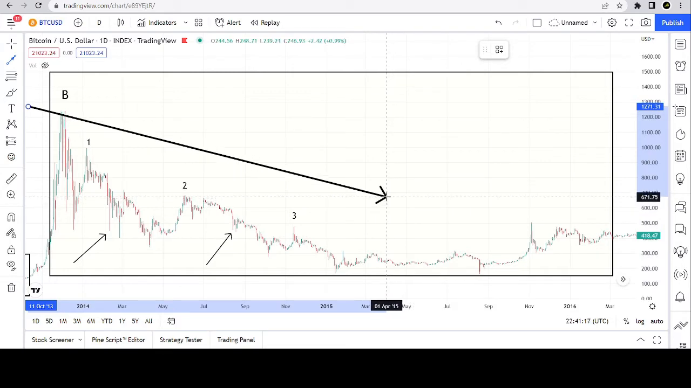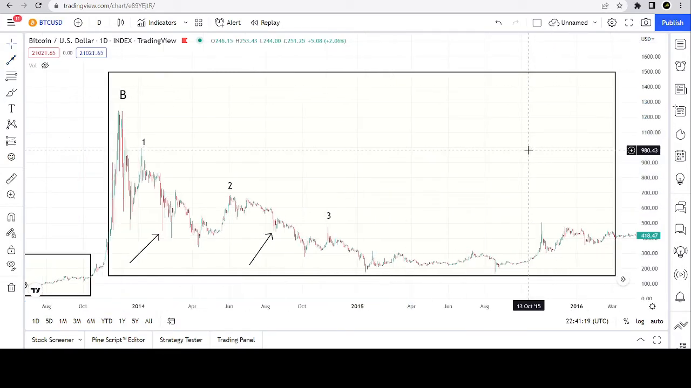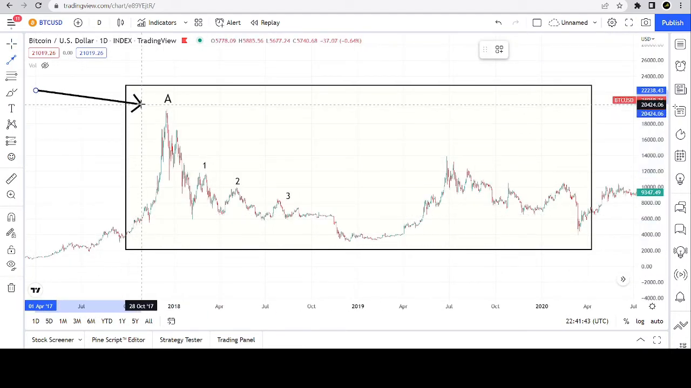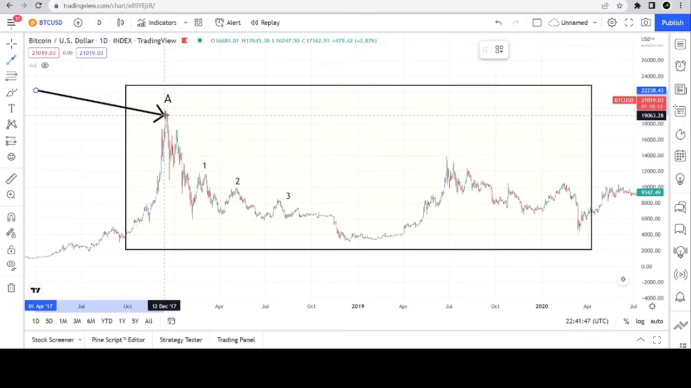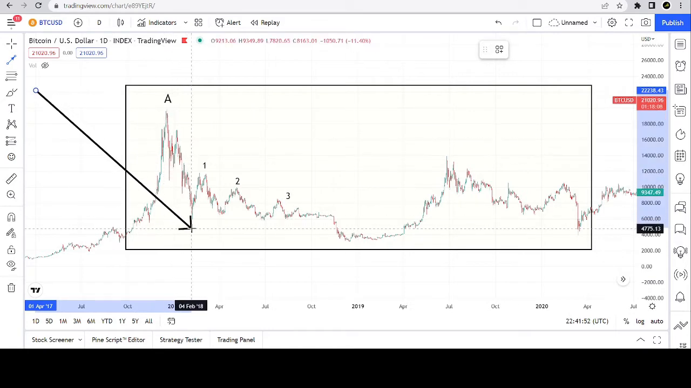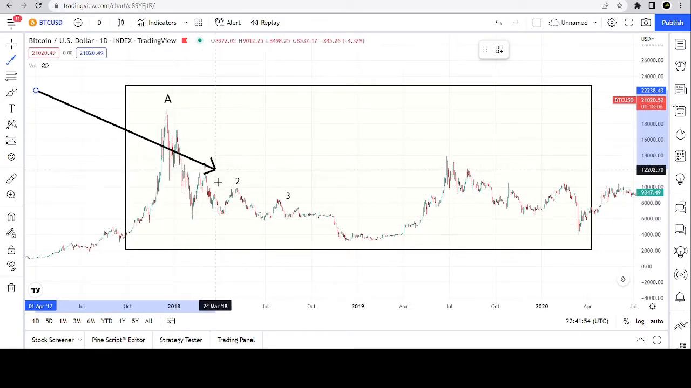All right, let's move along and see what else history has to show us. Okay, so here we are at the next correction, and that is an A pattern. This took place in December 2017. So price moved up, made a peak, came crashing back down, and then did 3 waves.